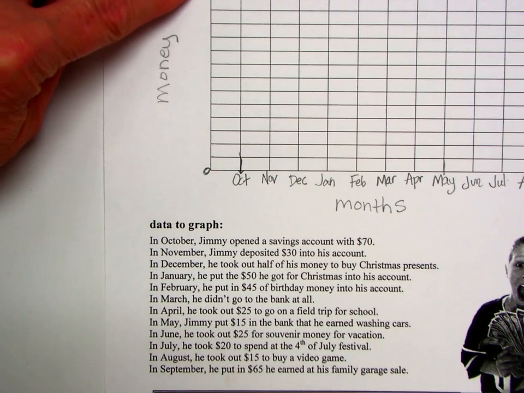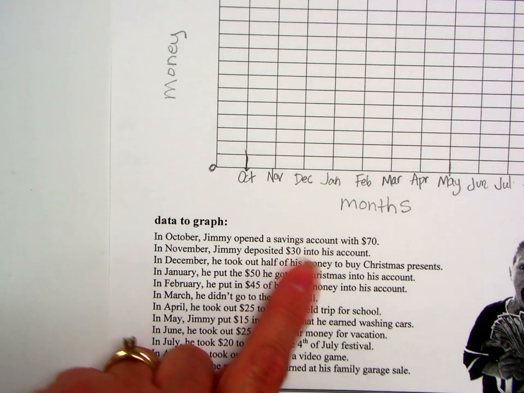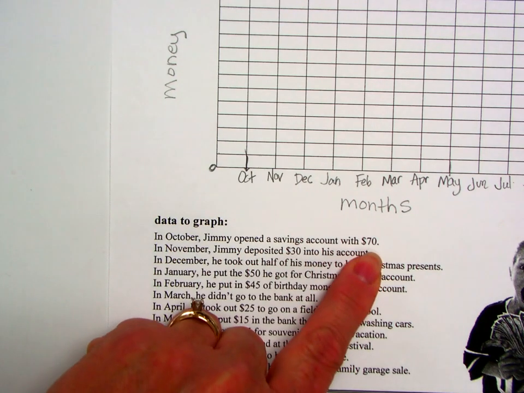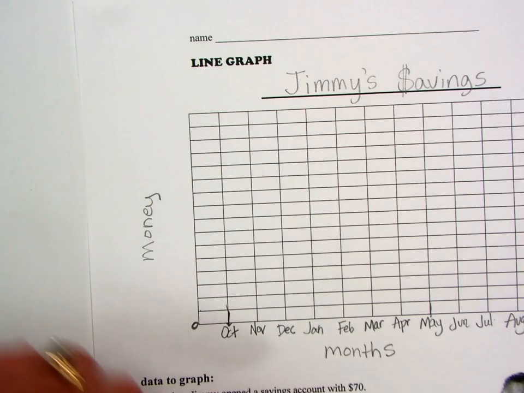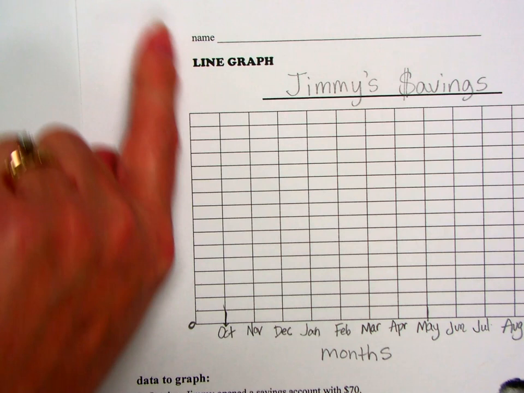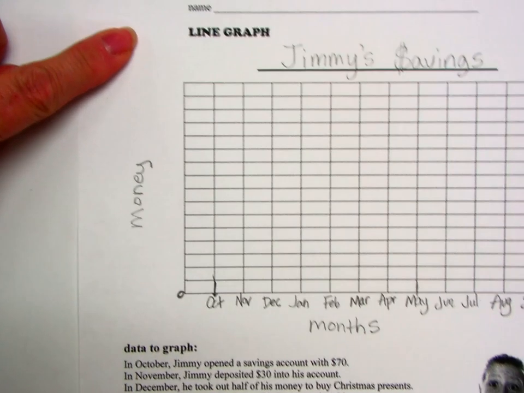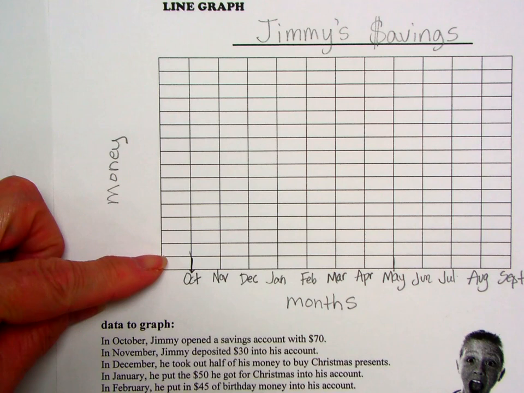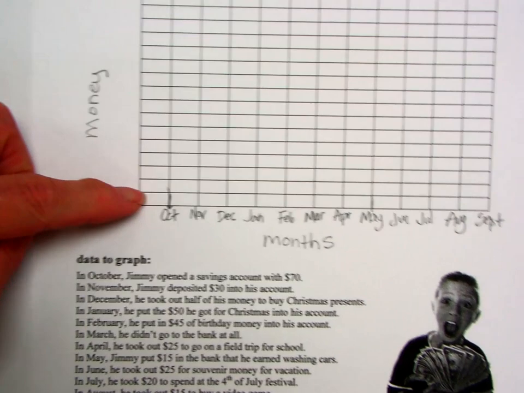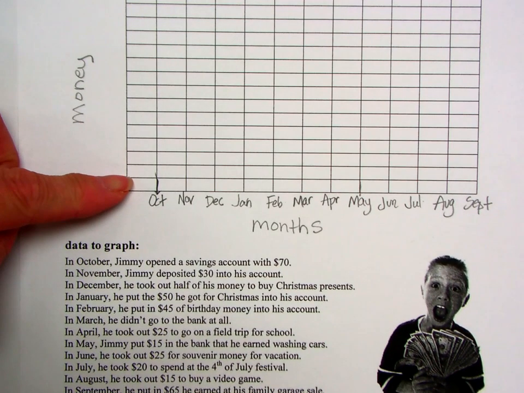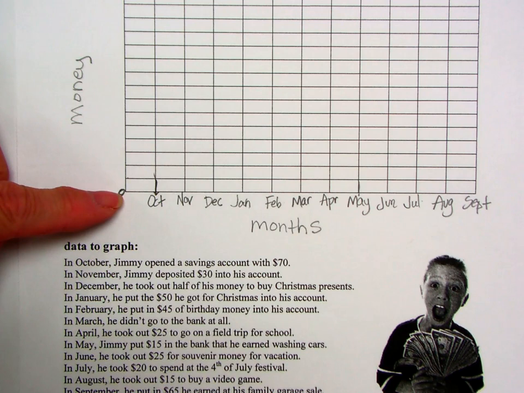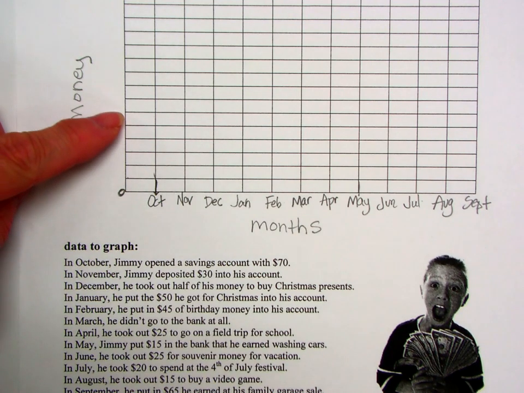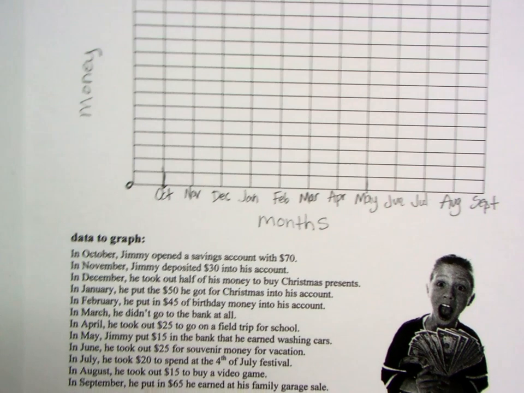That is not going to work for this graph because I know that in the very first month he put $70 in his account. So that wouldn't even fit on my graph. That would be way up there somewhere where I can't even see it. So each of these boxes is going to have to count for more than $1. And I'm going to need to figure out how much money this graph needs to represent before I can decide how much to make each box worth.